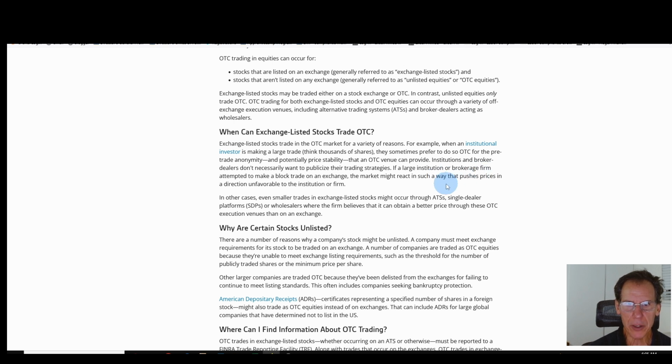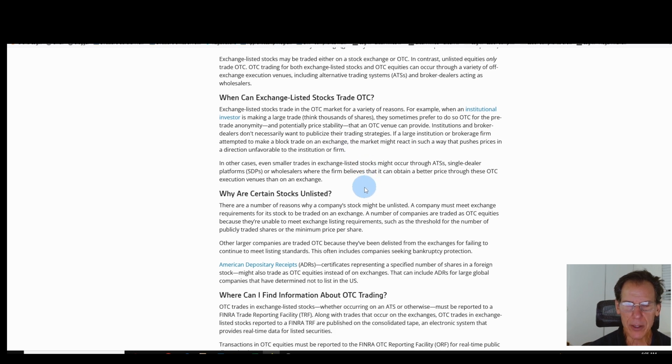Institutions and broker-dealers don't necessarily want to publicize their trading strategies. If a large institution or brokerage firm attempted to make a block trade on an exchange, the market might react in such a way that pushes prices in a direction unfavorable to the institution or firm. In other cases, even small trades in exchange-listed stocks might occur through ATSs, single dealer platforms, or wholesalers where the firm believes that it can obtain a better price through these OTC execution venues than on an exchange.